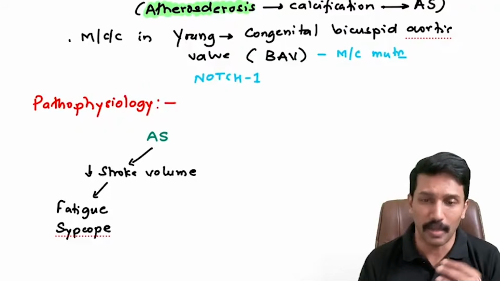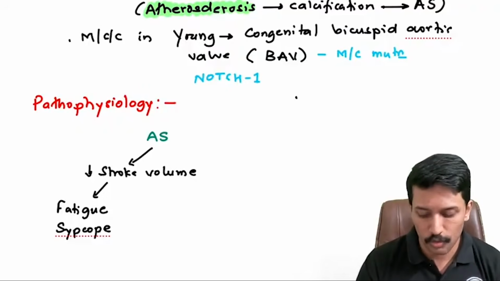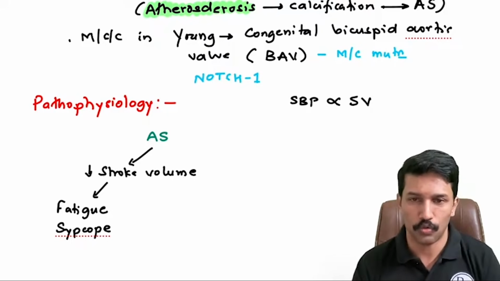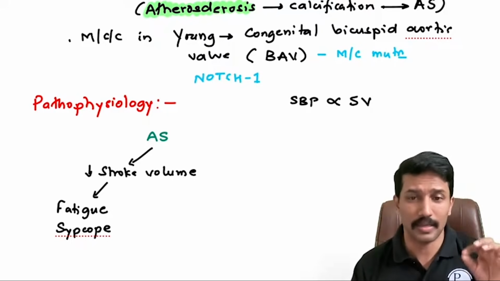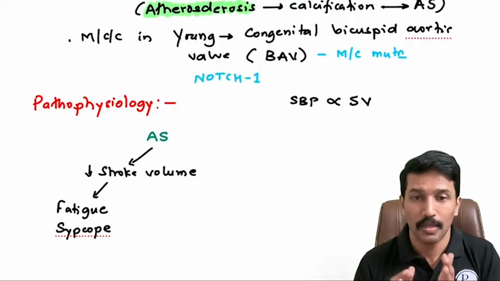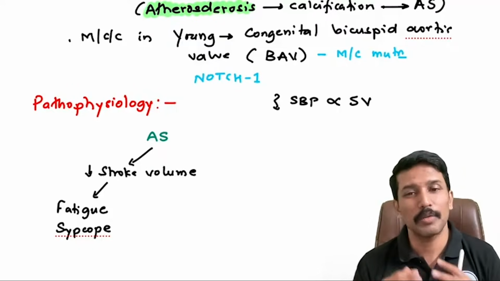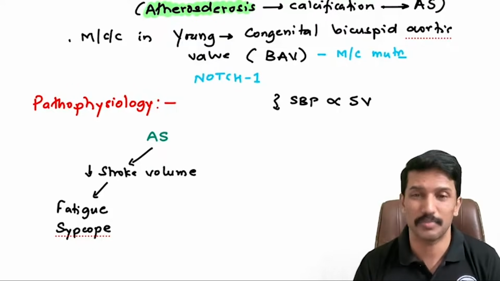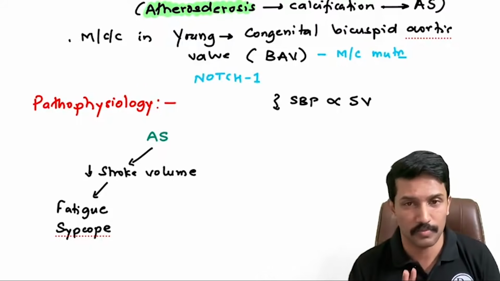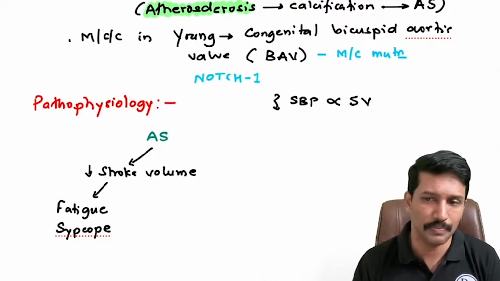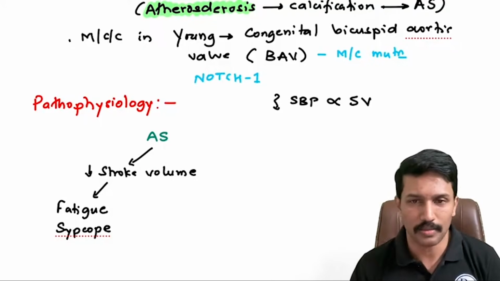Well, we do expect hypotension, because please remember, your systolic BP is directly proportionate to stroke volume. Higher the stroke volume, higher is your systolic BP expected. But once the stroke volume starts decreasing, the systolic BP starts decreasing, but the body has a counter regulatory mechanism, that is the renin, angiotensin, aldosterone system, that will correct the BP. So most of the patients of aortic stenosis may not have hypotension at the time of presentation.